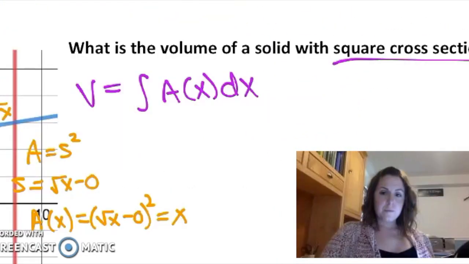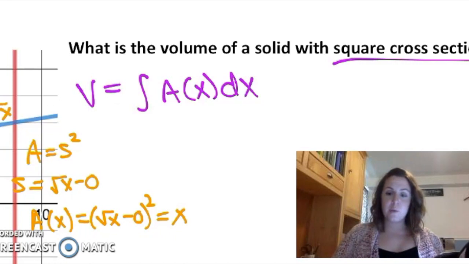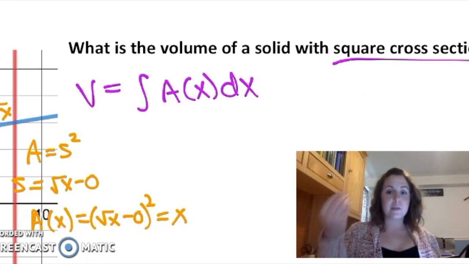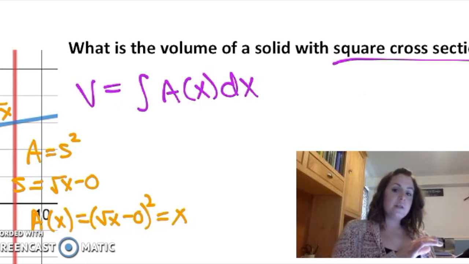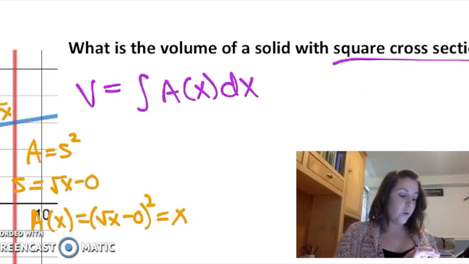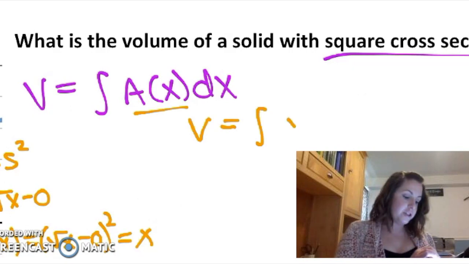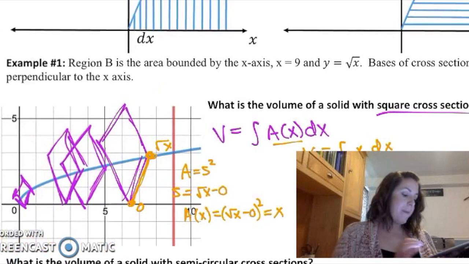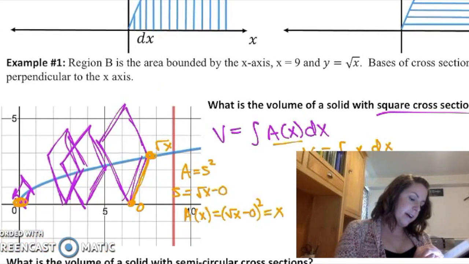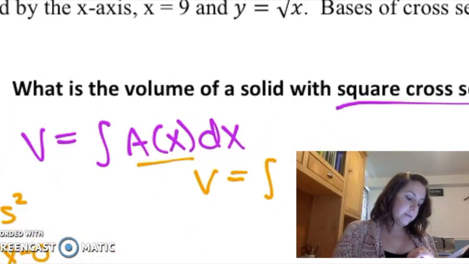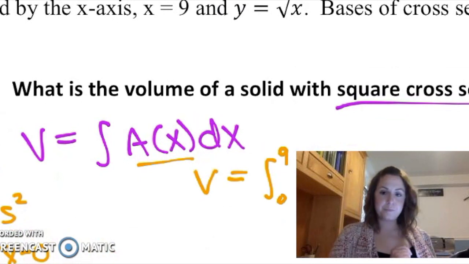That's your area function. Knowing that the area of a square is side squared, and a side length is just square root of x, the area function would be that squared, or just x. So what I'm going to do now is integrate that for the volume. Volume is going to be the integral of the area function, which is just x, dx. And what are my bounds? Well, this region starts at 0 and ends at 9, so this would be from 0 to 9.